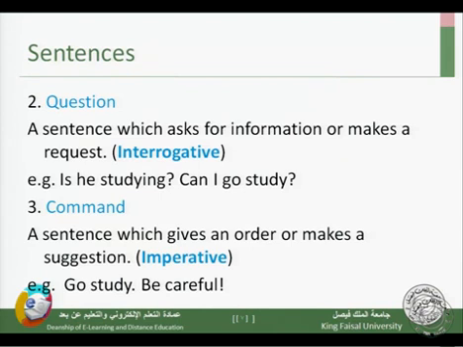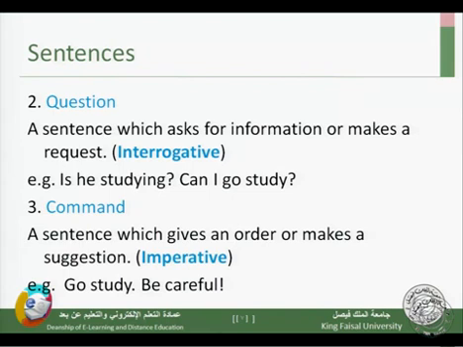The third type of sentences is the command, which is a sentence which gives orders or makes a suggestion. And we call this type of sentences imperative. So it is called imperative or command. We have two examples here. The first one is "Go study." The speaker is giving a command to the listener. He's telling him to go do something. He's telling him to go and study.